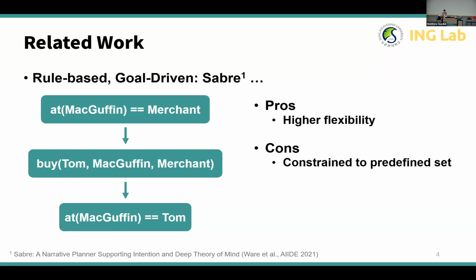Tom wants to get a MacGuffin from a merchant. Then Tom can buy the MacGuffin from the merchant. However, Tom can also steal the MacGuffin from the merchant. Like this, it can provide higher flexibility in narrative progression than the plot-based approach. However, it is rule-based, so it is constrained to predefined story elements. So it is hard to adapt to interactive storytelling systems.